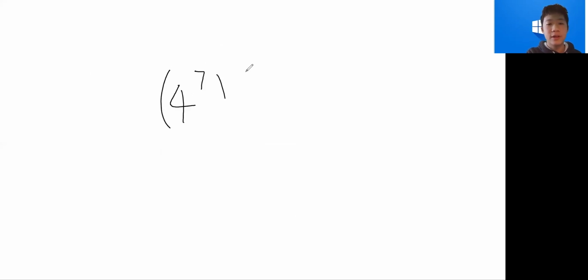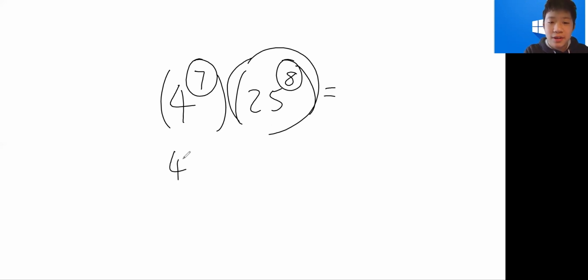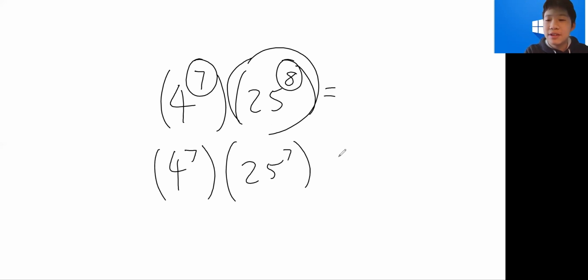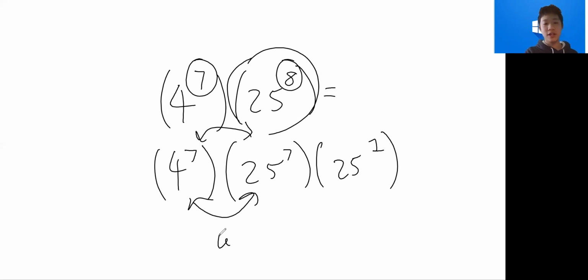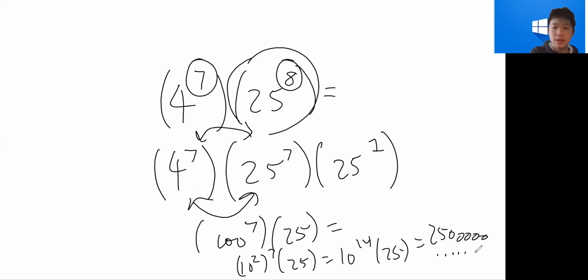What is 4 to the 7th times 25 to the 8th? Okay, let me figure this out. Well, the first thing I see is 4 times 25 is 100. So somehow I'm going to try to put those two things together. But right now, I can't yet because they're not the same exponent. So what can I do? Well, I take the larger one and I can split it so that I can match this with the 4 to the 7th. I want to make 25 to the 7th so that I can combine these two together. So all we have left is a 25 to the 1st. And now I'll combine these. 100 to the 7th times 25. And instead of writing 100, I'll write 10 squared because I like 10. That's 10 to the 14 times 25. So that's just 25 with 14 zeros after it. Dot, dot, dot.